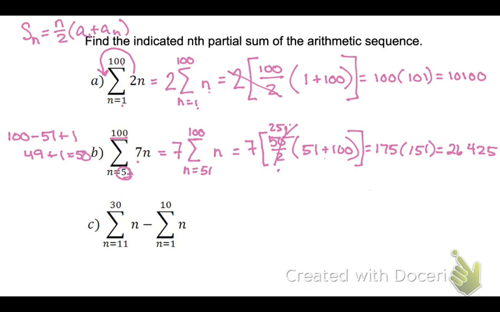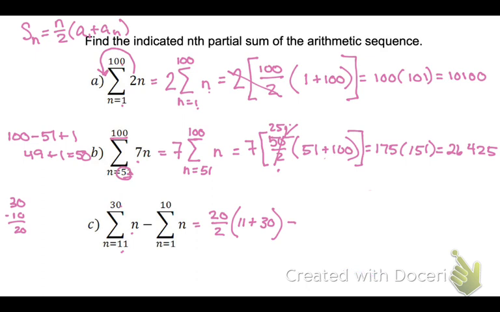Okay. Now what do you think I do on the next one? Do both the problems and subtract them, right? Okay, so what is my n going to be on the first one? 11. Well, I've got 30 minus 11 plus 1. So 30 minus 10, basically, which is 20. So I've got 20 over 2 times 11 plus 30 minus.